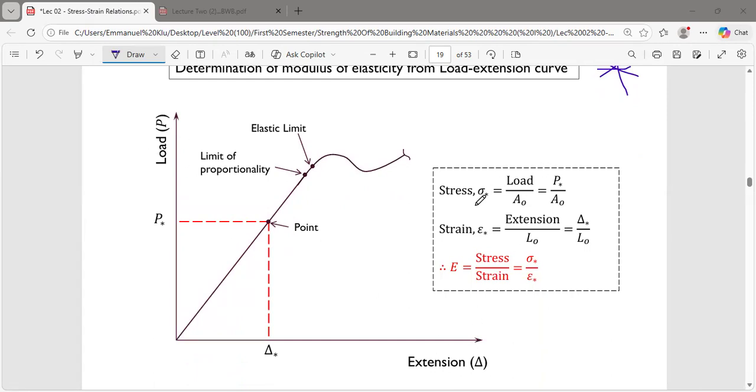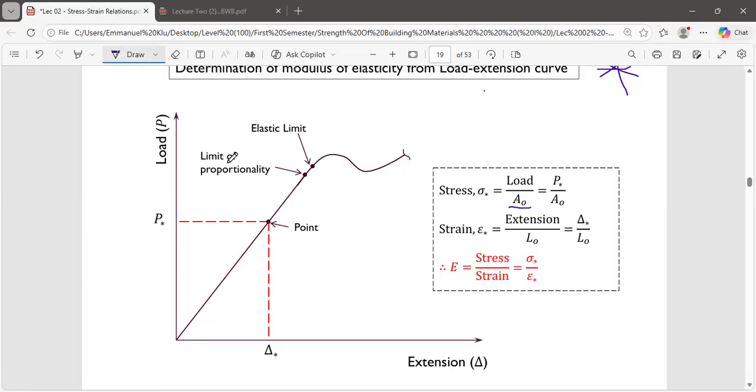If you want to calculate the stress, you're going to use this formula. That's the load over what area? In this case, it is the original area. Someone is asking why original area. It's because at fracture we have to use the area of fracture to calculate for that. We will get to that soon. That brings about the initial area and the final area.